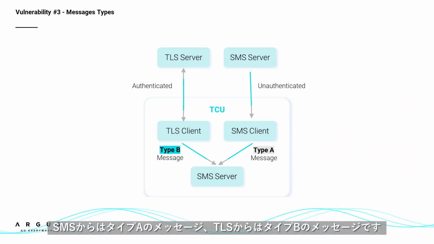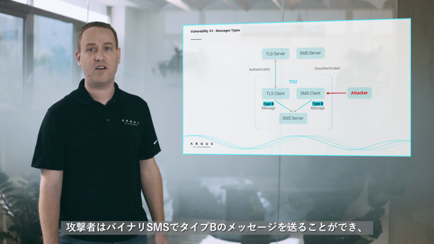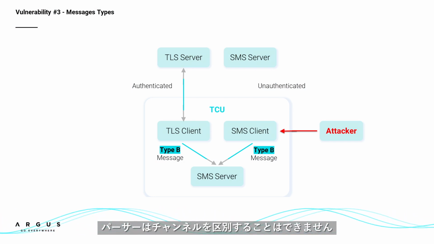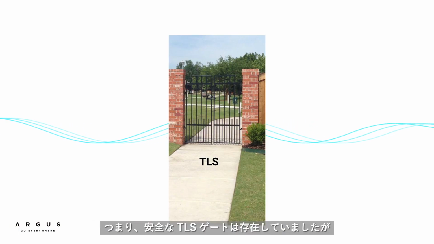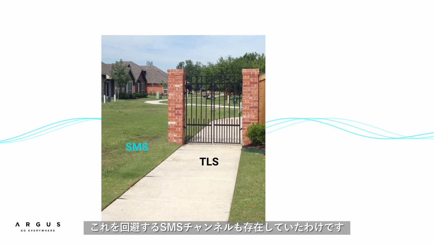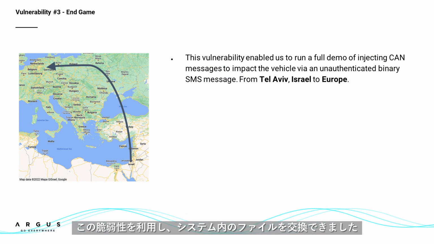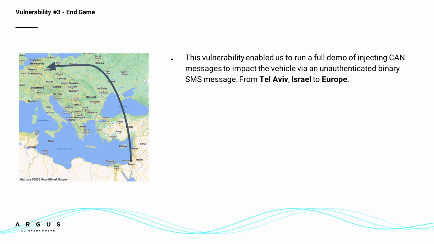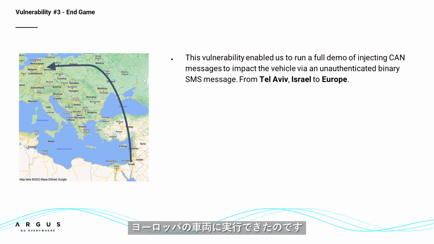Type A messages from the SMS and type B from the TLS. At this point, you can probably guess what an attacker can do. An attacker can send type B messages via binary SMS, and the parser doesn't distinguish between the channels. So we had a nice secure TLS gate, but also an SMS channel to bypass it. Exploiting this vulnerability, we were able to replace a file in the system, and that enabled us to run a full demo of injecting CAN messages from our location in Tel Aviv, Israel, to impact the vehicle located in Europe.